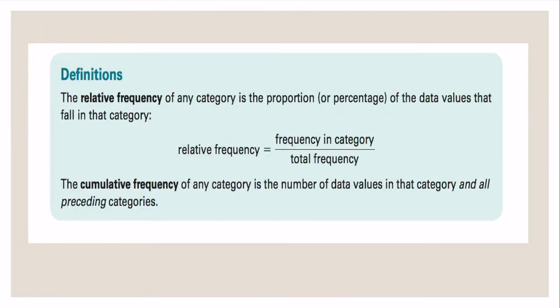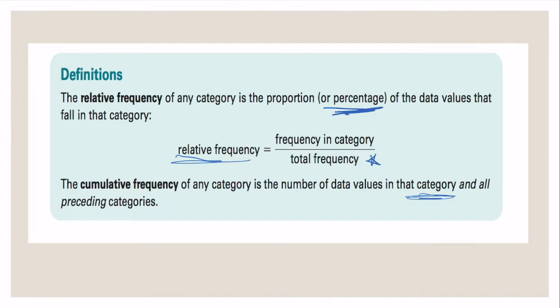Now, aside from the frequency, I can also calculate the relative frequency. The relative frequency of any category is the proportion or percentage of the data values that fall into that category. To calculate it, we take the frequency of each category divided by the total frequency. We can also calculate the cumulative frequency. I don't really know how beneficial it is, but we're going to do it. The cumulative frequency of any category is the number of data values in that category and all preceding categories. Let's see what this looks like.